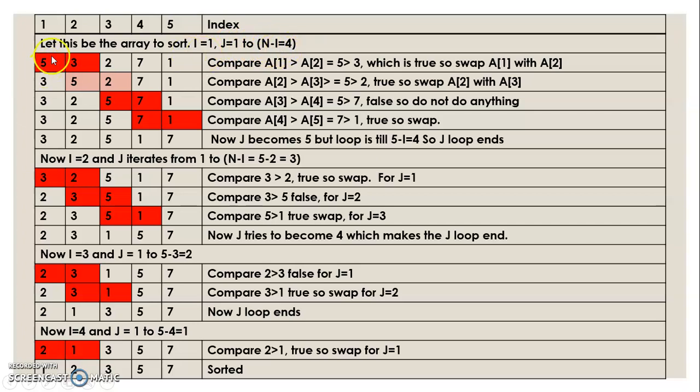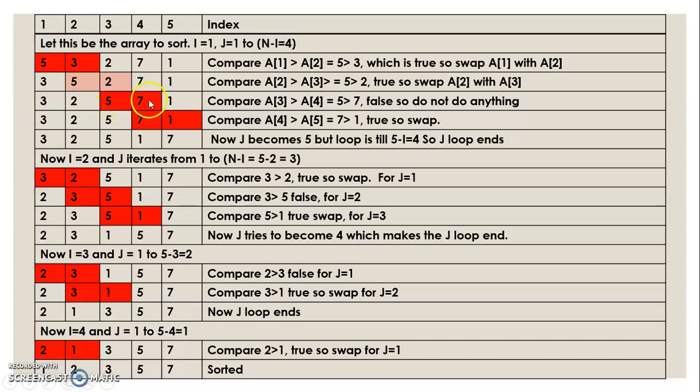So what we will do, we will compare a of j, which is a of 1, with a of j plus 1. So 5 is compared with 3. Since 5 is larger than 3, we swap the two. Then we compare 5 with 2. 5 is larger than 2, so we swap both of them. So we get 3, 2, 5, 7, 1.